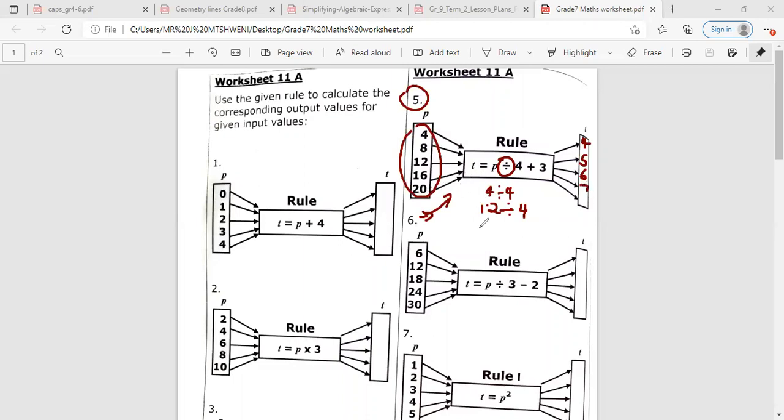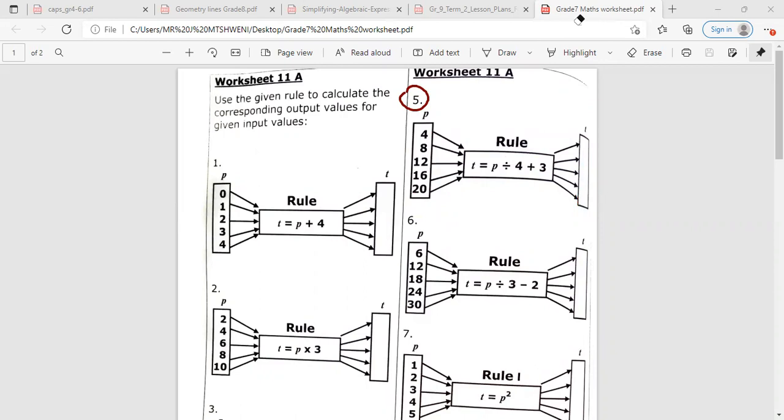20 divided by 4. What do you get? You get a 5. Then 5 plus 3, what do you get? 5, 6, 7, 8. You get an 8. That's how you find this one. It's easy for grade 7. It's easy for everyone since I have explained.